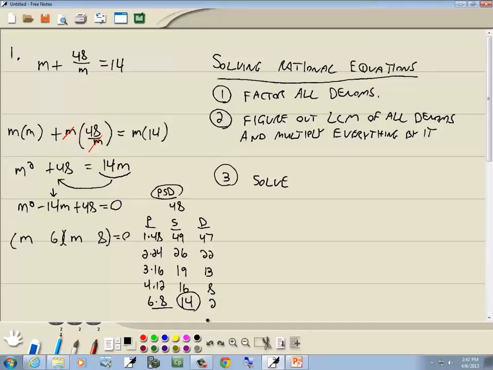Now our larger number in the P column that we're using, which is the 8, will always be the same sign as the middle term, which is negative. The number I circled in the S column, S for same signs, so if the 8 is negative, the 6 is negative. Now the zero factor property says you get 0 on one side, you factor the other side, you set each factor equal to 0. So I'll set m minus 6 equal to 0 and m minus 8 equal to 0. And we solve those and we get m is equal to 6 and m is equal to 8.